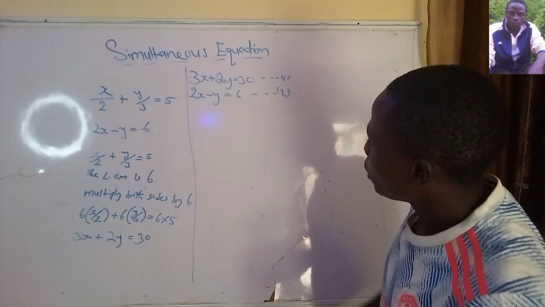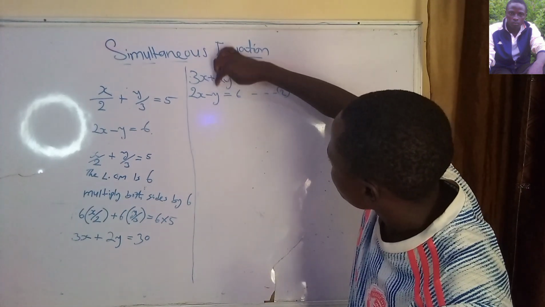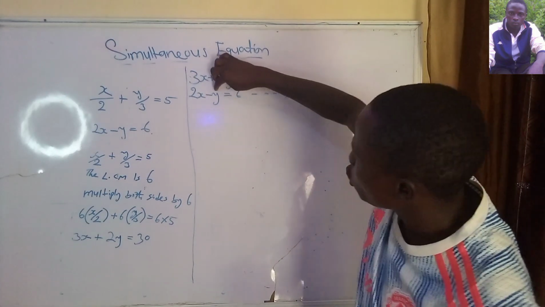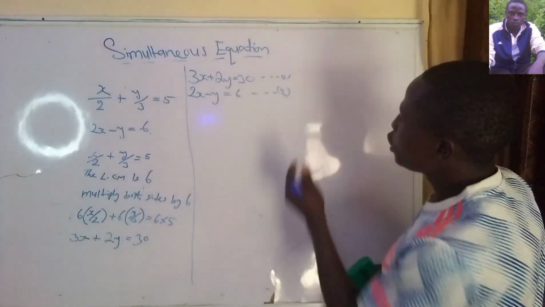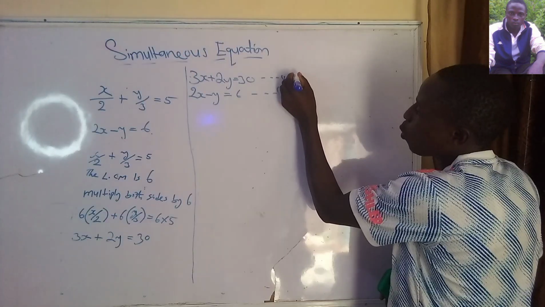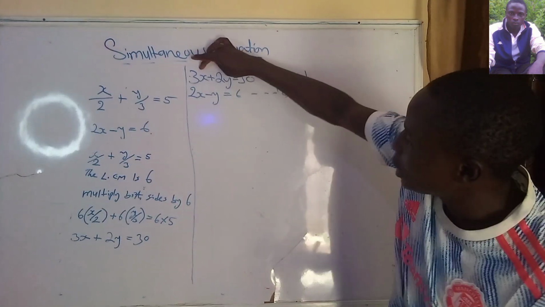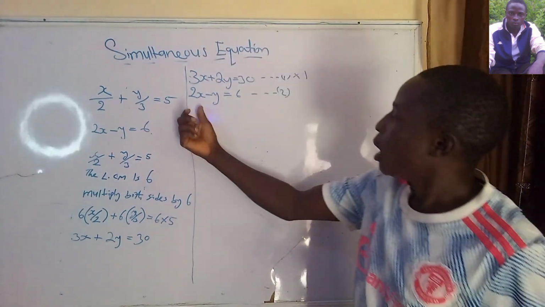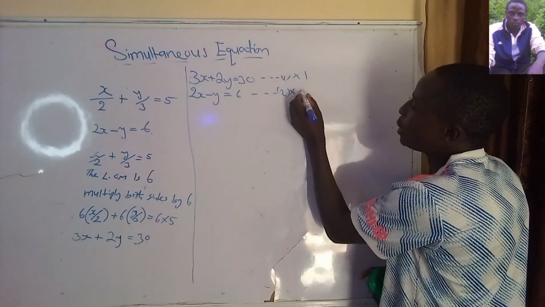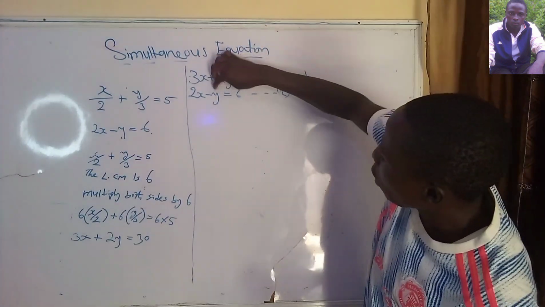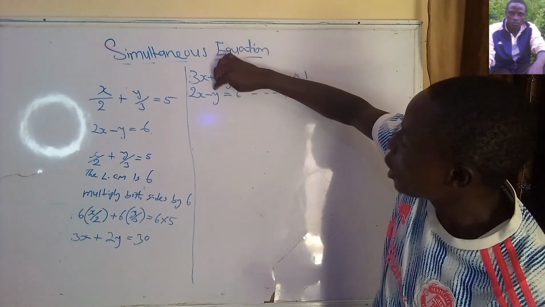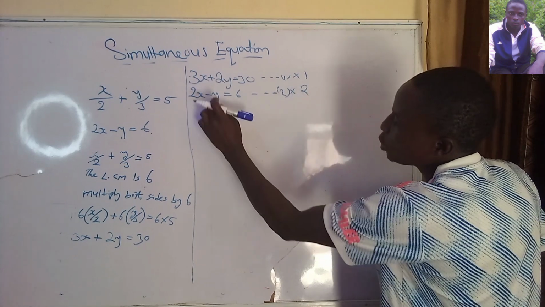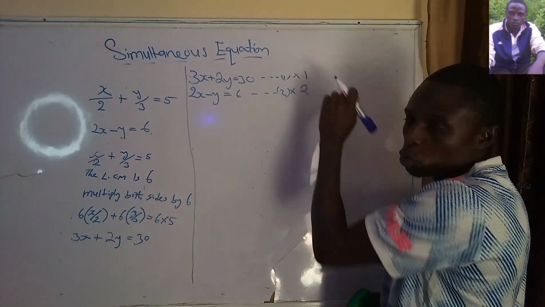If we are to go for elimination method, I want to make this y to be 2y. What will I do? Is to multiply equation 1 by 1 so that every other thing will remain the same because I'm changing nothing in equation 1. And equation 2, I'll multiply it by 2 because I want this y to become 2y. So by multiplying each term by 2, this one will turn to 2y.